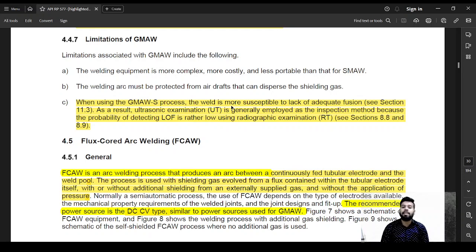When using the GMAW short circuiting process, the weld is more susceptible to having lack of fusion types of discontinuities. As a result, ultrasonic examination is generally employed as the inspection method because the probability of detecting lack of fusion is rather lower in radiographic testing.